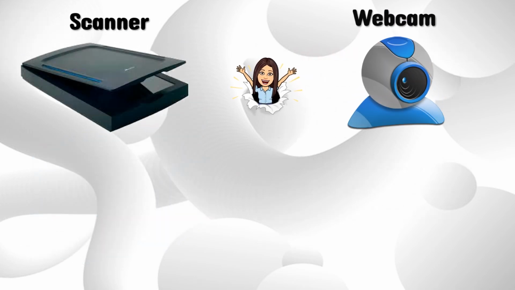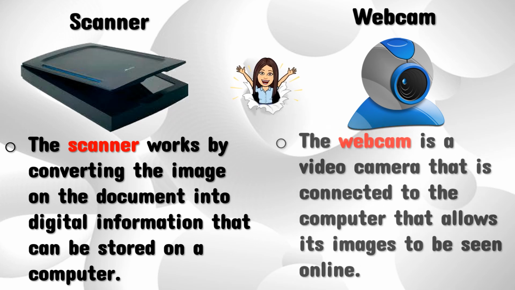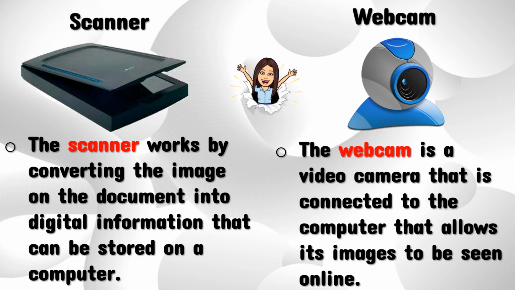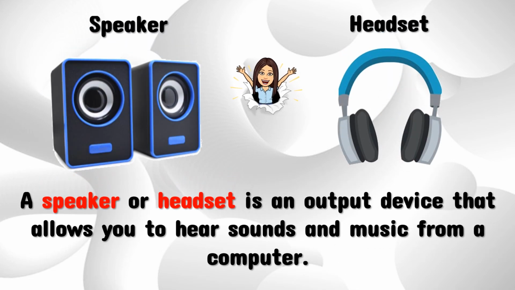Scanner and webcam. The scanner works by converting the image on the document into digital information that can be stored on a computer. The webcam is a video camera that is connected to the computer that allows its images to be seen online. Speaker and headset. A speaker or headset is an output device that allows you to hear sounds and music from a computer.